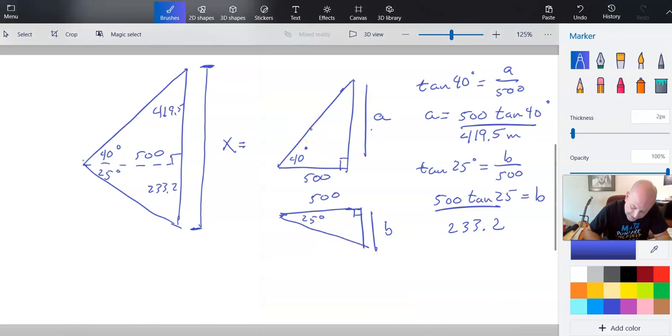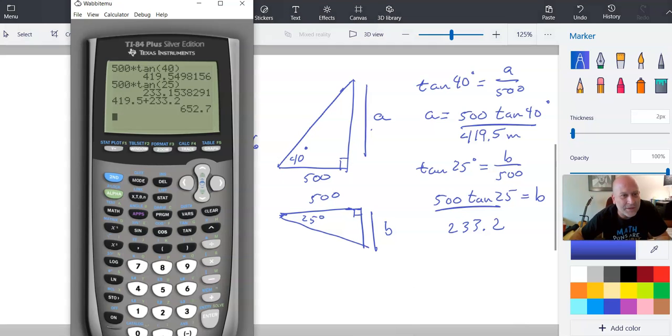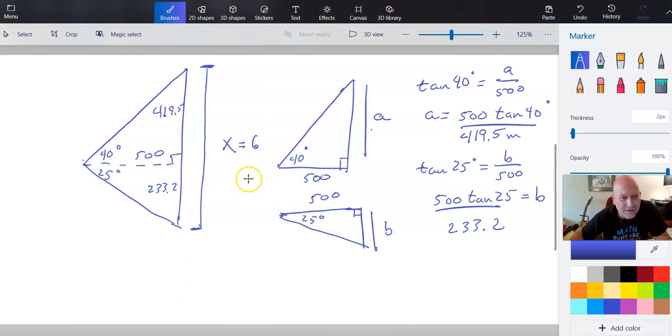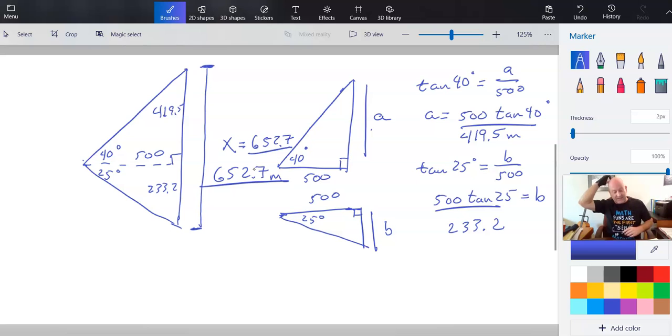So that means x is equal to 6... Oh, God, I lost it already. That's bad. It's 652.7. I'm becoming an absent-minded professor. Right? And so 652.7 meters is the distance from one point to the next.